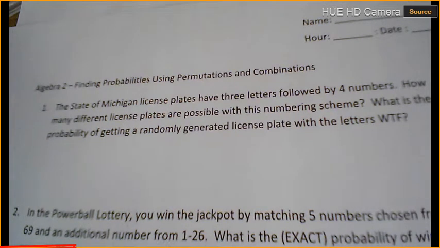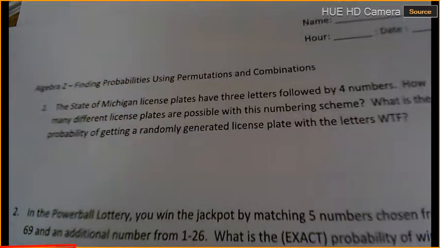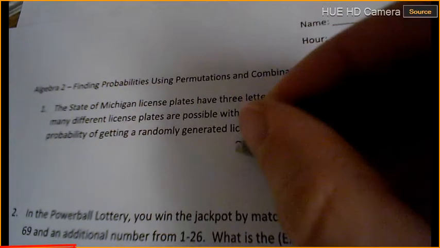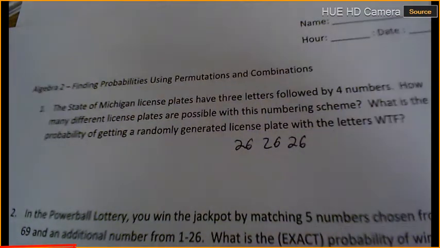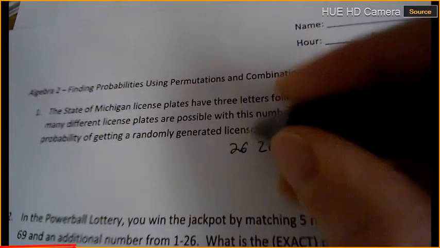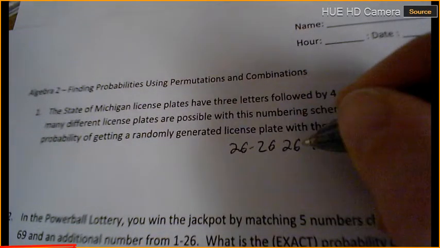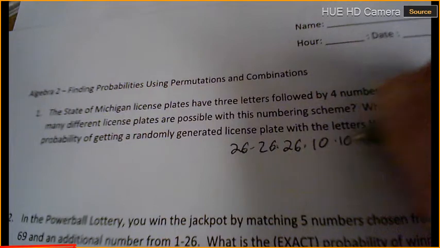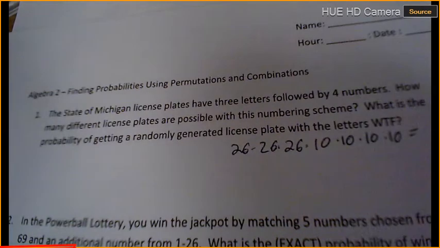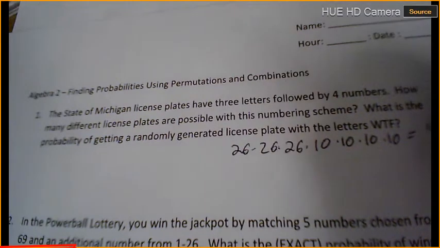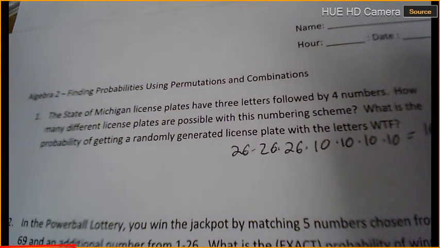The state of Michigan's license plate has 3 letters followed by 4 numbers. How many different license plates are possible? So we know how to do this. We've got 3 letters, 26, 26, 26, and then we've got 4 numbers, times 10. These are all multiplied together, times 10, times 10, times 10. So we get 169 million.